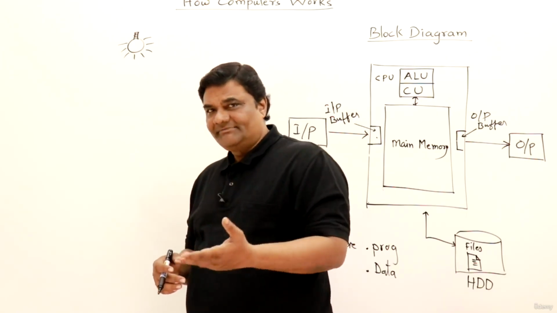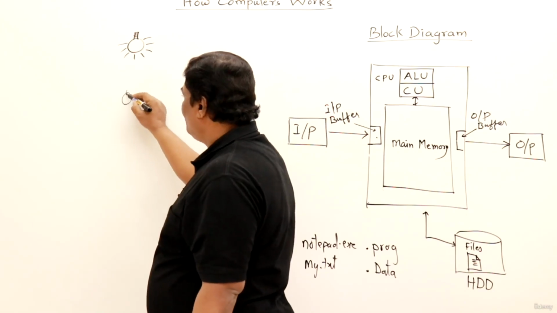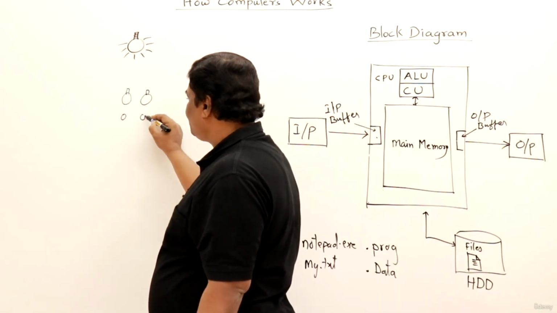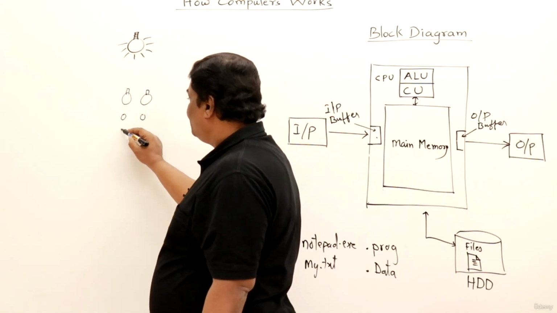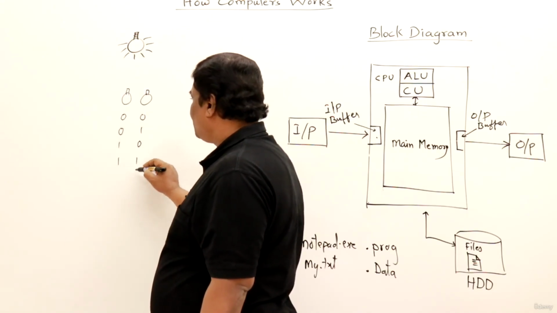If you increase the bulbs, let us take two bulbs. If you have two bulbs, what are the combinations possible? With the two bulbs, both bulbs are off, or this bulb is on, or this bulb is on, or both are on.